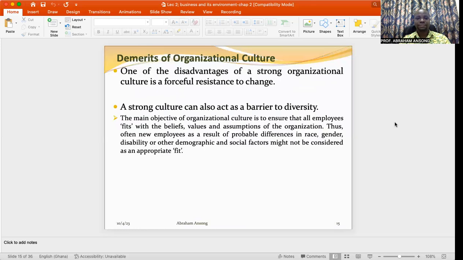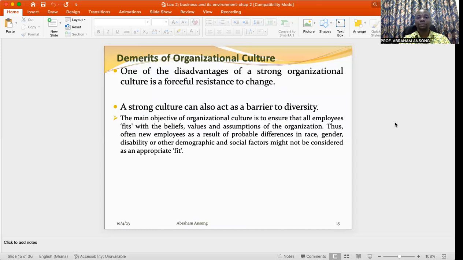Disadvantages of organizational culture. One of the disadvantages of organizational culture is a forceful resistance to change. Whilst it may help the organization to get things going, because that is the normal way of behaving, the disadvantage is that it could resist change. Why? Because people are always comfortable with the known. This is the way we have been doing things. Whenever you call for change, it's normally difficult. It takes a while before people can adjust to change.